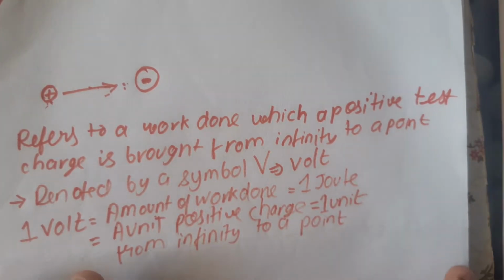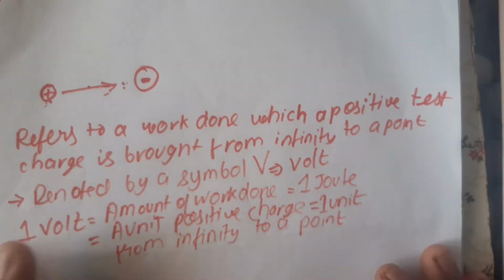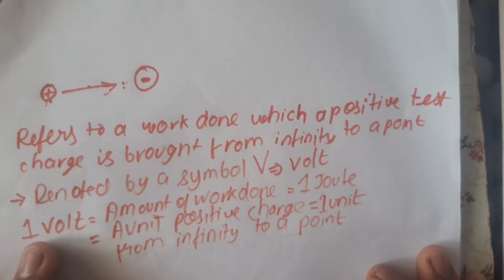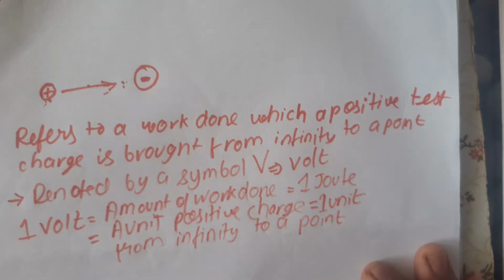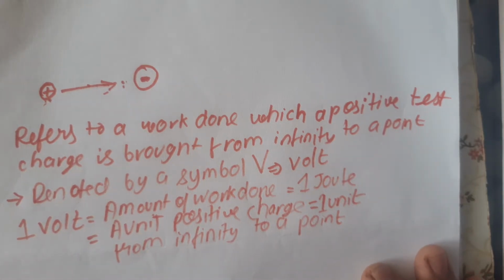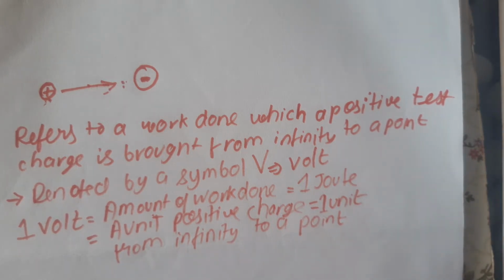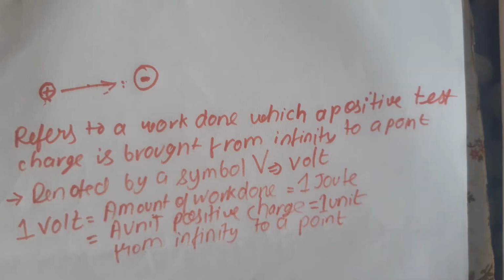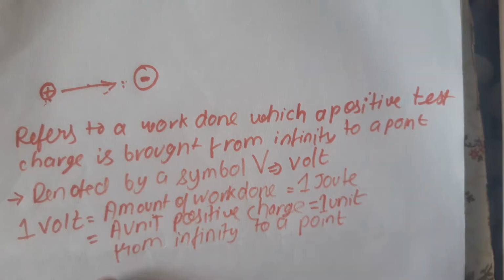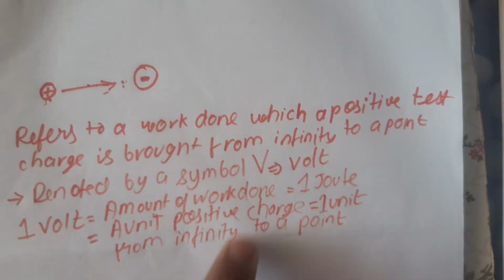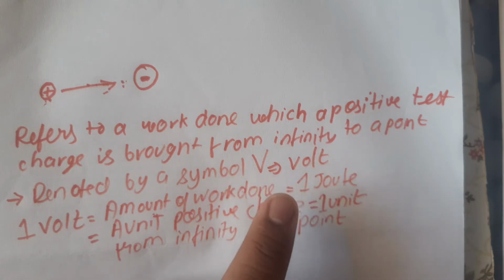So I hope it's quite clear. Once again, I'll revisit this topic: electric potential refers to the work done wherein a very small positive test charge is brought from infinity to a particular point. In NCERT it is written as 'to that point', but for our understanding you must remember it as 'up to a point'. That's also completely fine, and it is denoted by the symbol V, wherein V stands for volt.